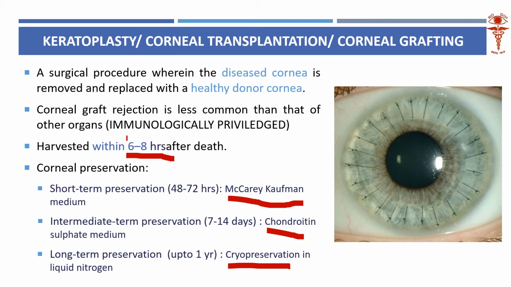And once you have harvested this cornea, the eye bank will have equipment to examine the cornea for its healthiness, and simultaneously you have to check the blood of the person to see whether he is suffering from hepatitis B or HIV. And then once all are cleared, then this cornea is fit for being transplanted into a needy person. Cornea can be stored by McCarey-Kaufman medium, chondroitin medium, or cryopreservation.